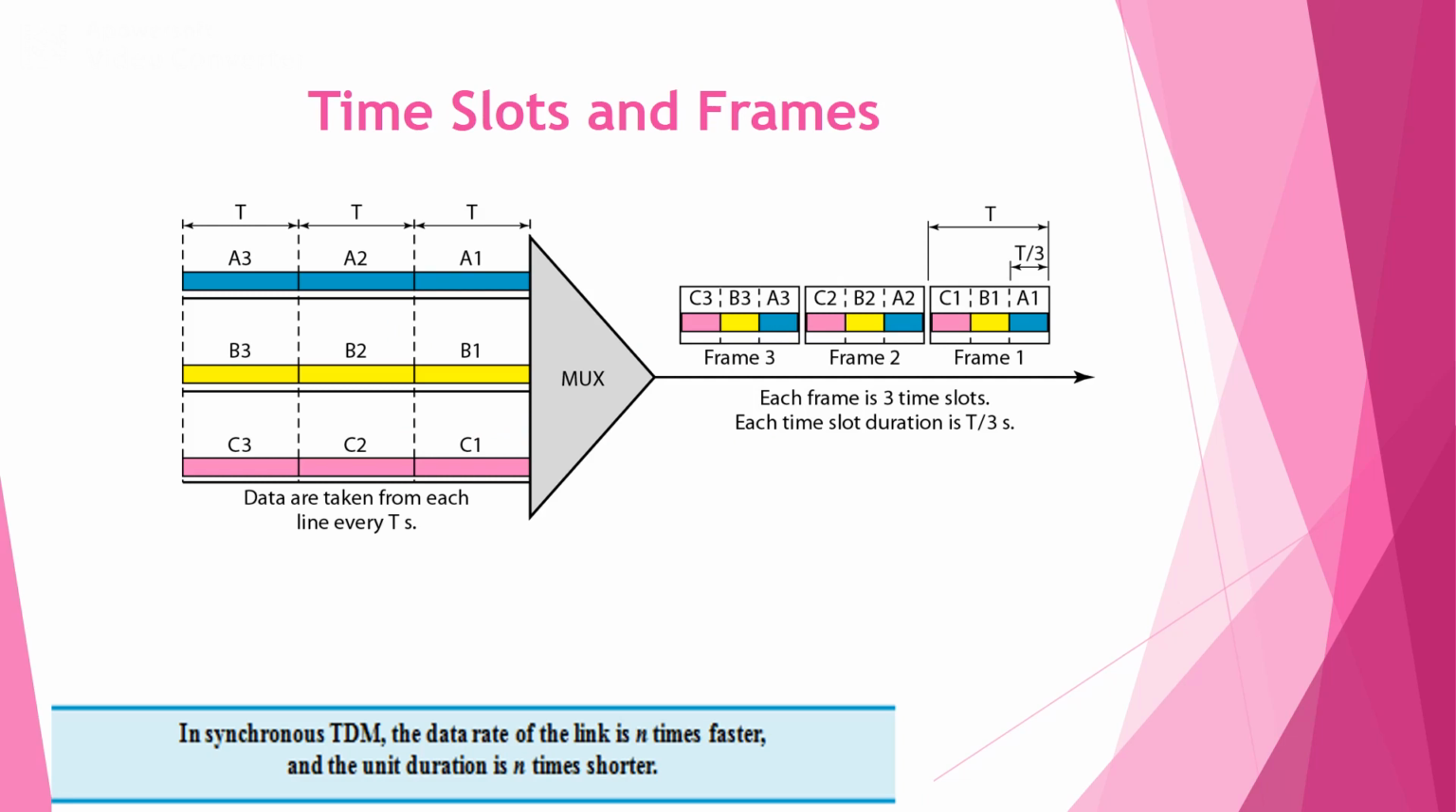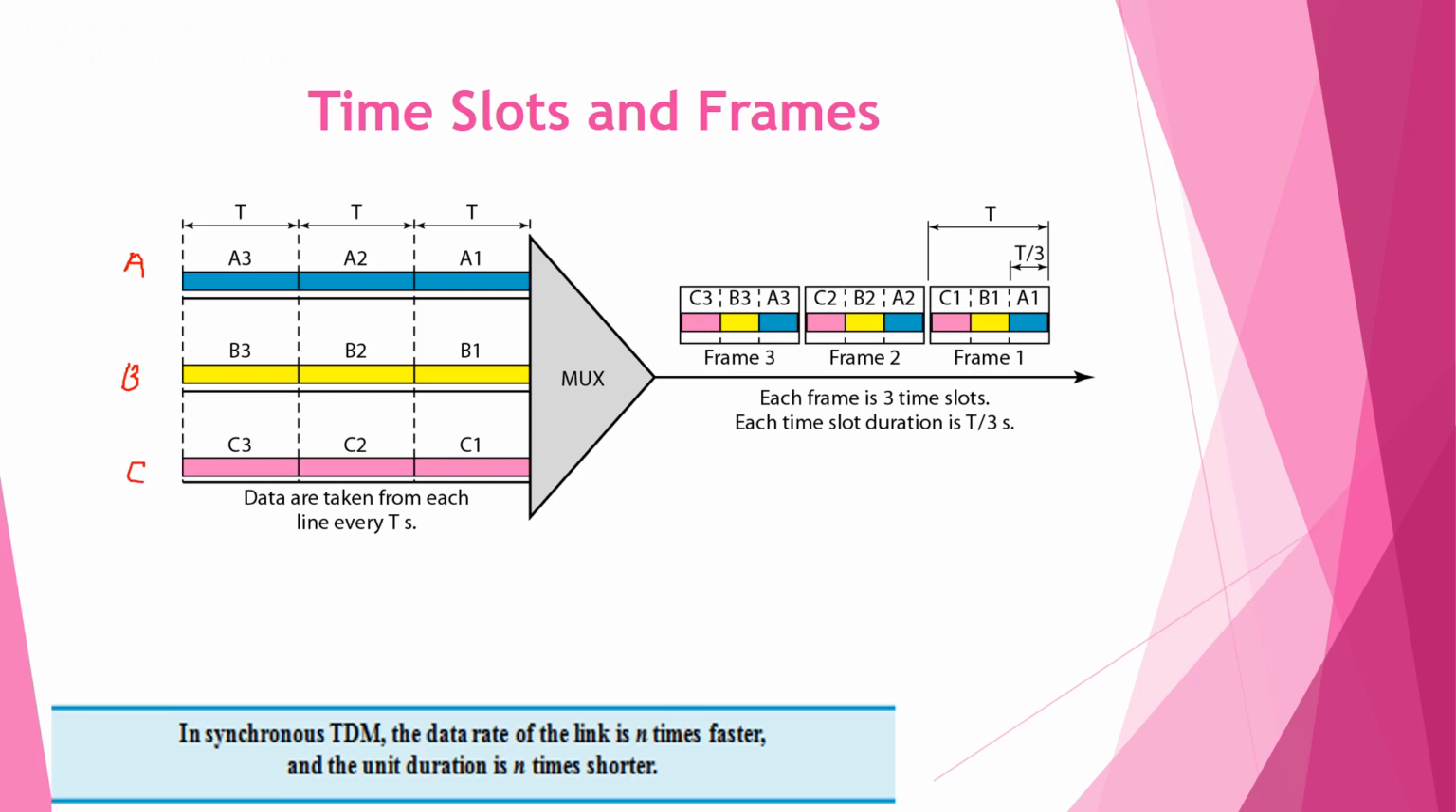Time slots and frames. The data flow of each input connection is divided into a number of units. This unit may consist of a single bit of data or a group of bits, or else a character or block of data. So here we can observe that we have 3 different data flows, that is, I will take the number of connections as A, B and C.